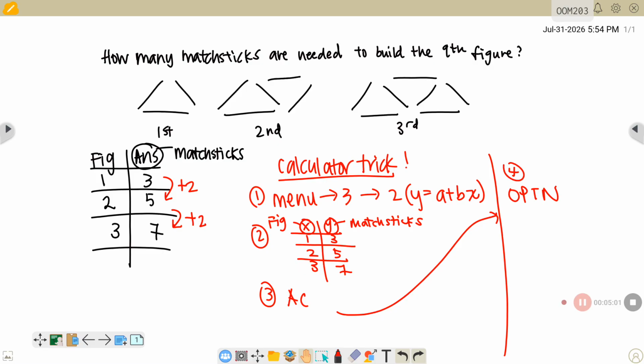When you press OPTN, does your calculator say the same thing? Does it say regression? Number what? 3. Everybody number 3? Who is number 2? Does yours appear as number 2 or 4? It doesn't matter. Just remember it's always regression, which is number 3, right? Press number 3. Done? Okay.